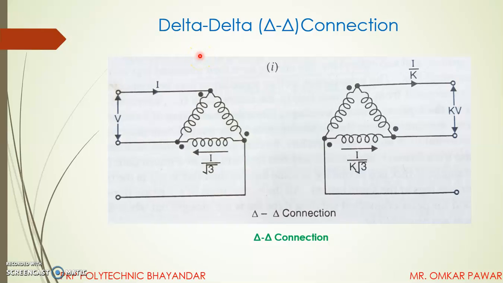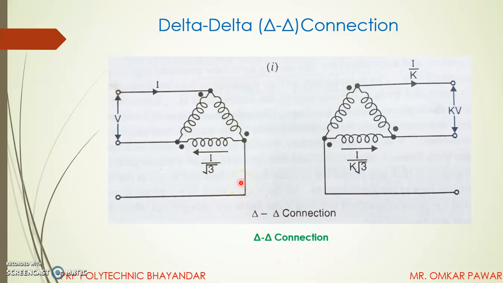Hello everyone. So next connection is delta delta connection. That is, the primary is connected in delta fashion. Delta is a Greek word. So in this winding, one end of the winding is connected to the other's starting. Similarly, the secondary is also connected in the delta fashion.